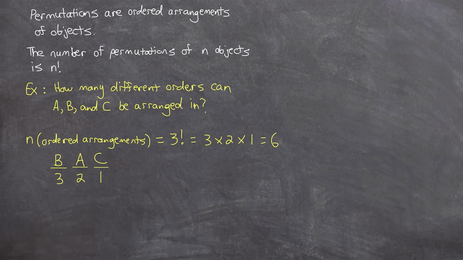And hopefully you can see the relationship between what I wrote here, 3, 2, and 1, and how we count the number of ordered arrangements of 3 objects. We just multiply the number of options we had at each step in the sequence when choosing the order of the letters. So BAC was one of the 6 possible permutations. I'll just write the other 5 quickly just so you can see them.